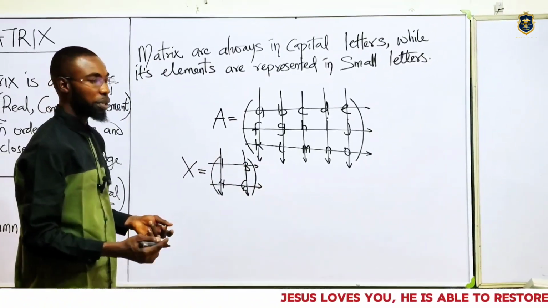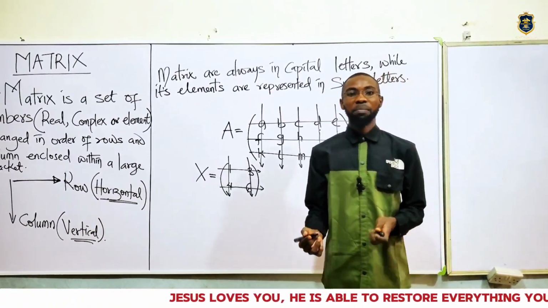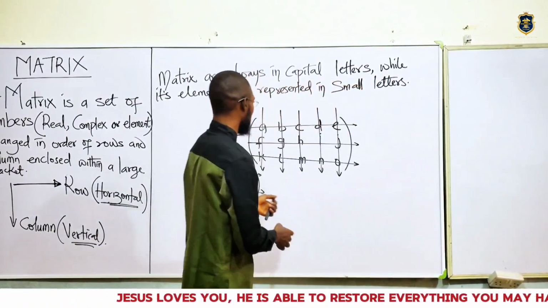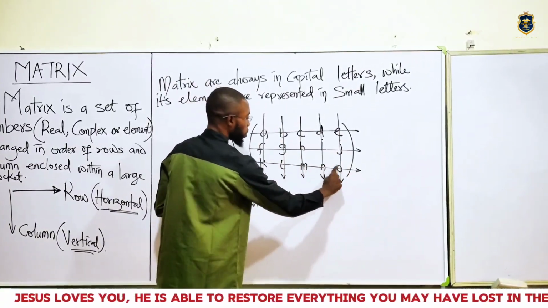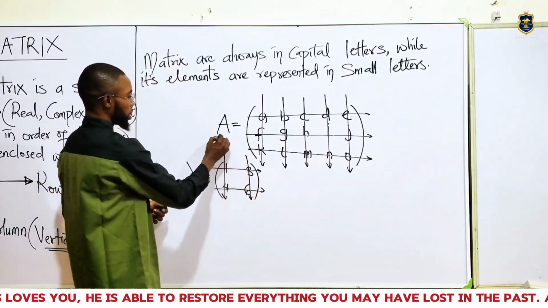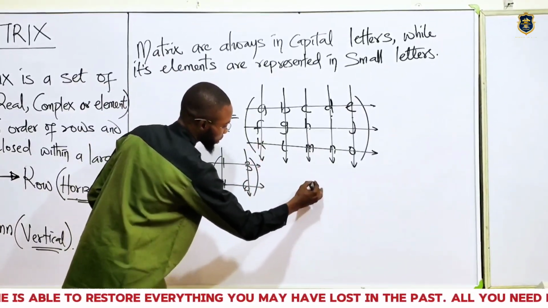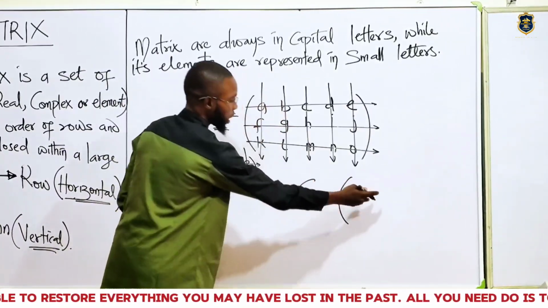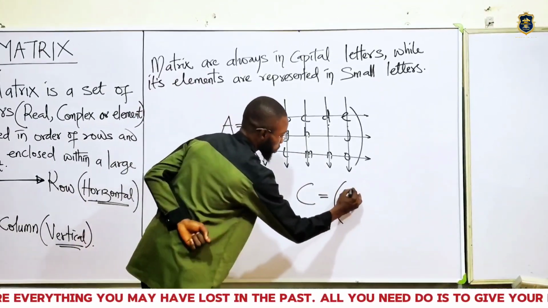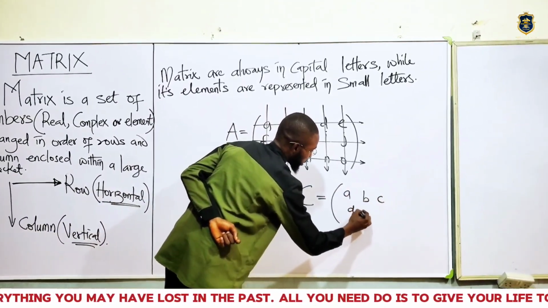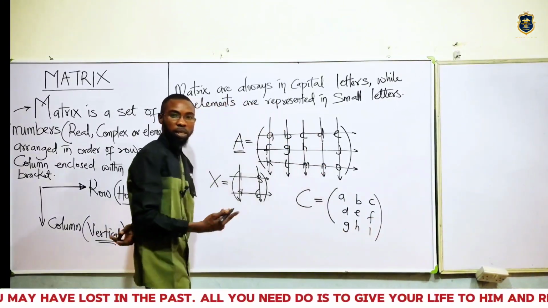A matrix is arranged in orders of rows and columns, right? And their elements are always in small letters. You see the elements inside the bracket that are arranged, they are always in small letters, while the main matrix is a capital letter. Are you getting it? So in matrix representation, if we have matrix C for instance, the elements inside the matrix will be in small letters, just like sets. So it's going to be something like A, B, C, D, E, F, G, H, I. You understand now? So this is a matrix.